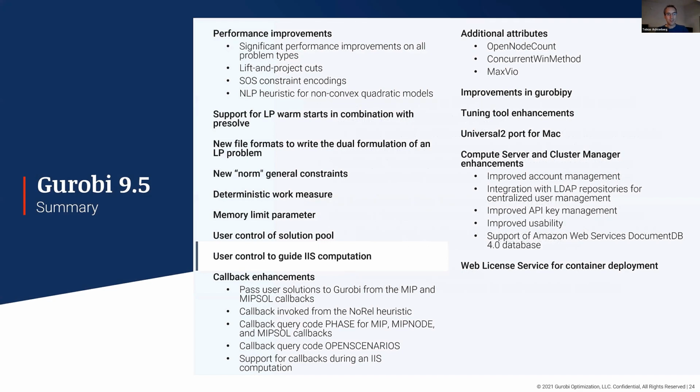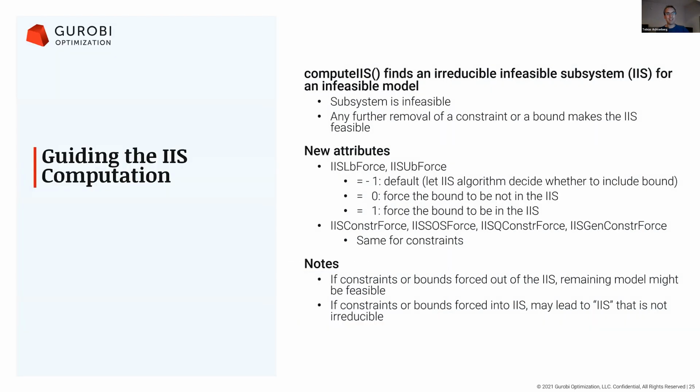So IIS stands for irreducible infeasible subsystem. And this is a way to analyze infeasible problems, which we have had since, I don't know, version 1, maybe even. And now we have added a way to manipulate the algorithm to search for this IIS.